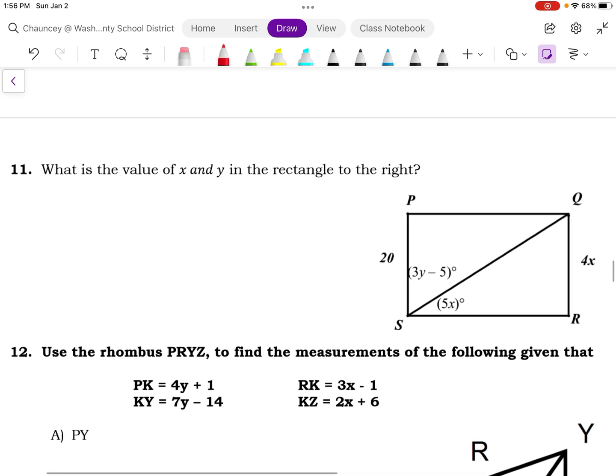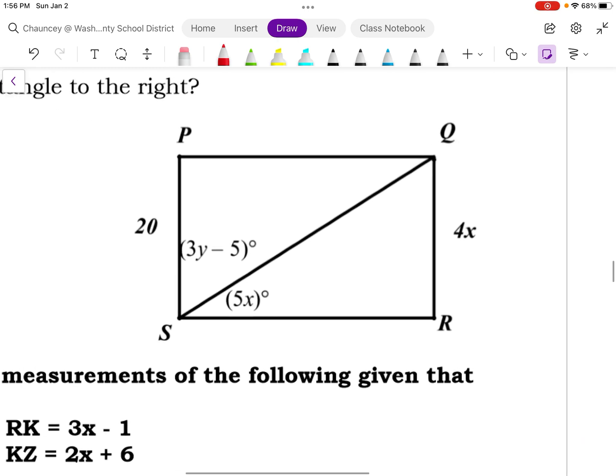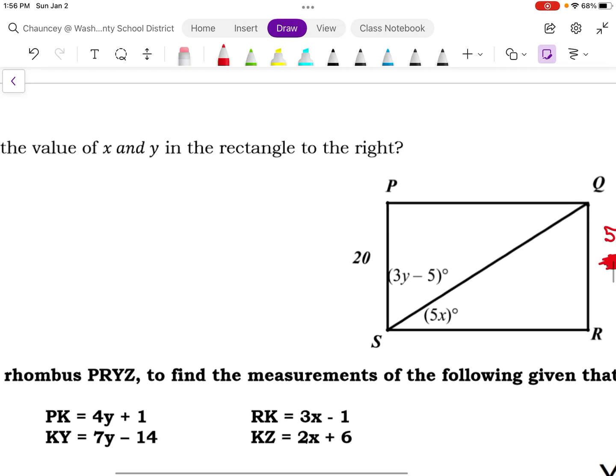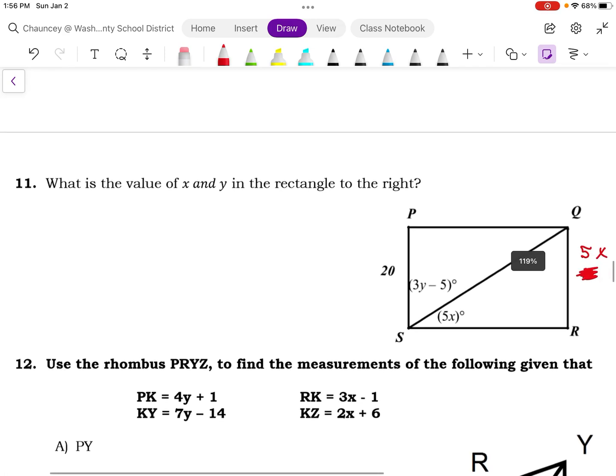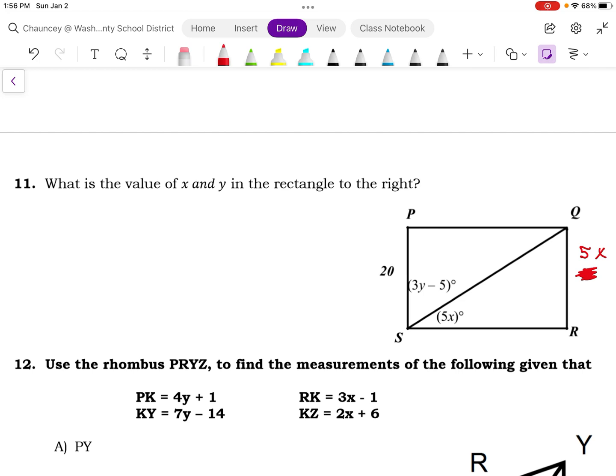So for this one, we're going to make a little change here so we get better numbers. Instead of 4x, we're going to make this guy 5x. And this actually becomes somewhat of just a plug and chug, and it's pretty easy. So the first thing we're going to do is figure out step 1, which is going to be solve for, what do I want to solve for? Let's solve for x first, okay?